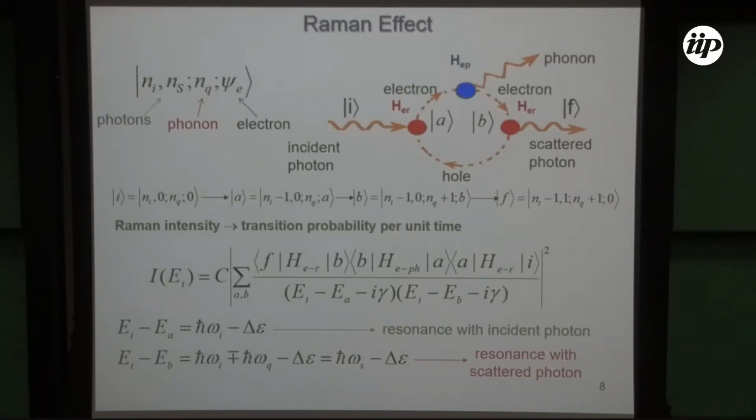This is the way I like to see the Raman process. We have the incident photon interacting with the lattice. It can create or annihilate a phonon, and then we have the recombination. The Raman intensity is basically given by this equation over here, and we can have different resonance conditions, which can be satisfied by the incident photon or the scattered photon. So basically, if I excite my material with a wavelength that matches the energy band gap, for instance.